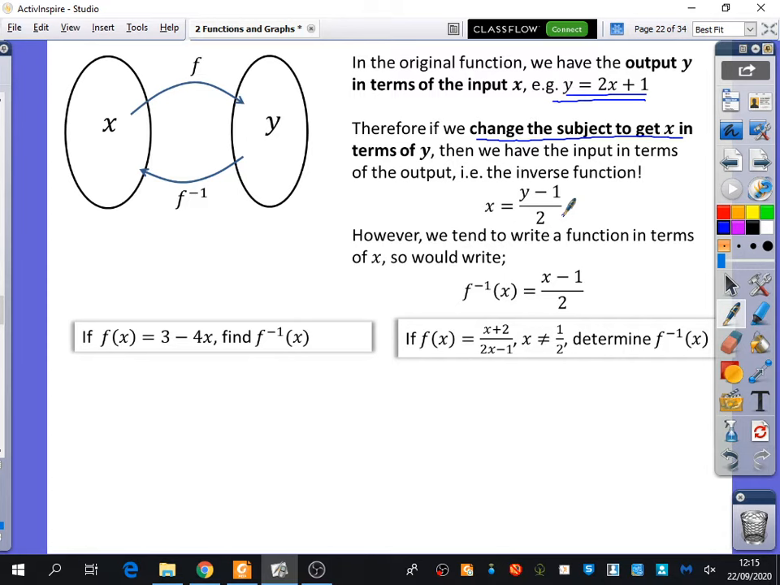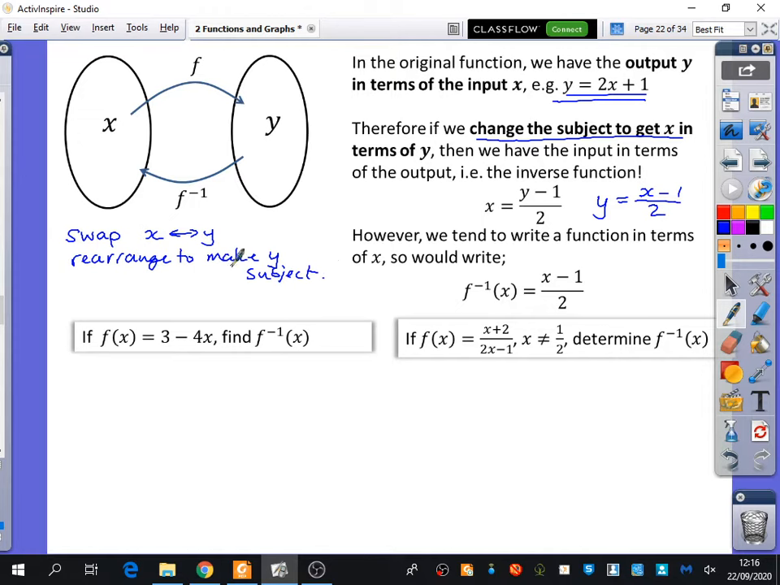However, we usually write functions always in terms of x. So what we need to do at the end is replace these so that the x and y swap places, and you actually end up with y equals x minus 1 over 2. So the inverse function is x minus 1 over 2. So you can either do it in this order: you can swap x and y, and then you can rearrange to make y the subject. That's slightly different to this order. In this order, we made x the subject, and then we swapped x and y.